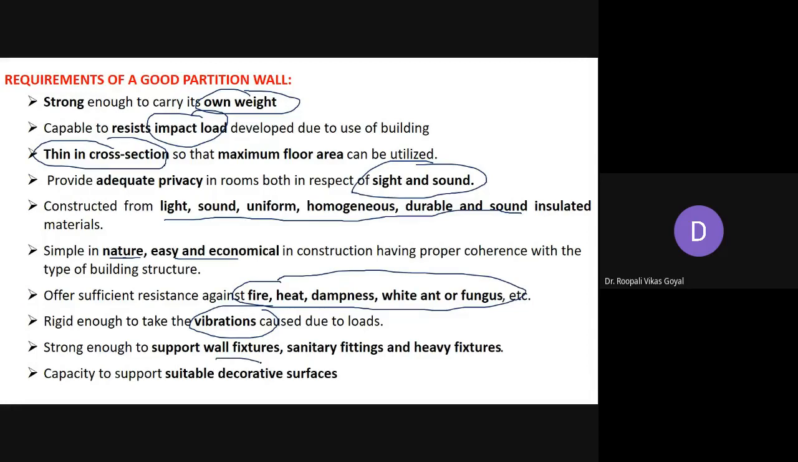You put quite a lot on the wall: sanitary fittings, heavy fixtures. So at least it should be capable of taking that load, and it should be strong enough to support all these fixtures that we are adding on it. And also it should be capable of supporting suitable decorative surfaces. So these are some of the requirements of a good partition wall.